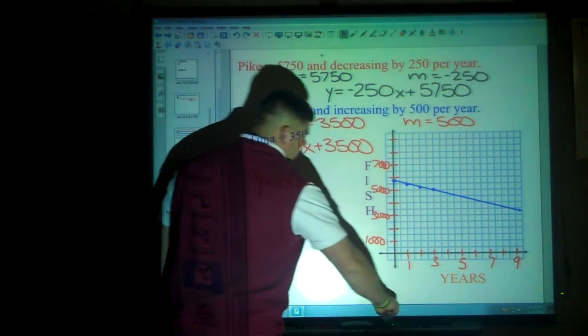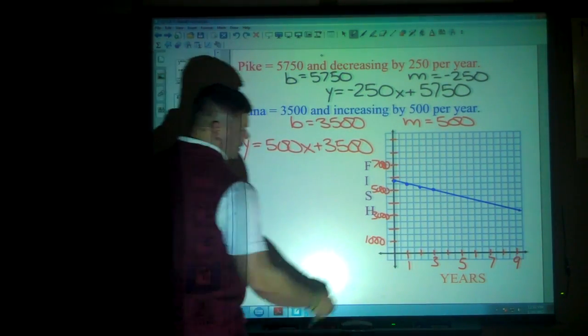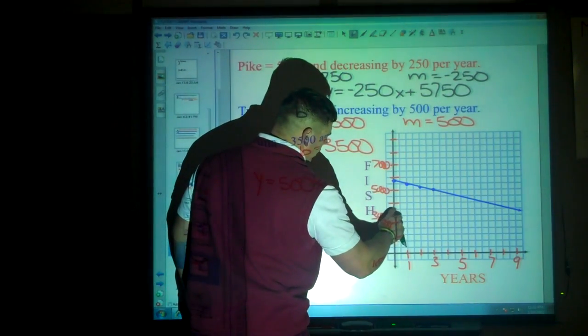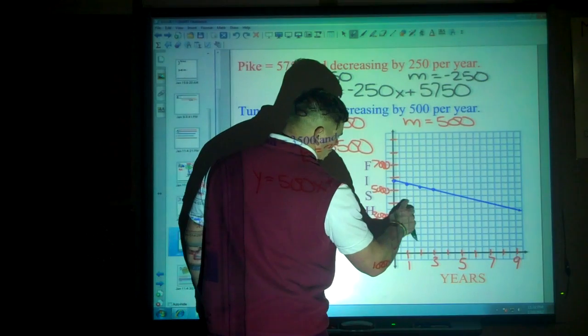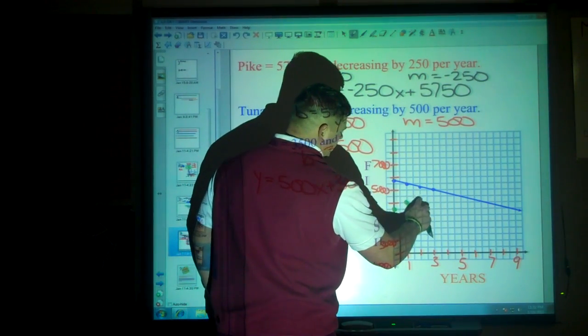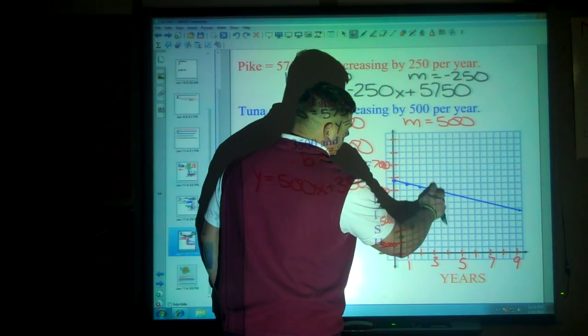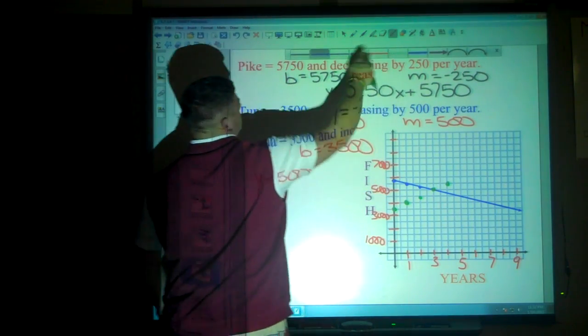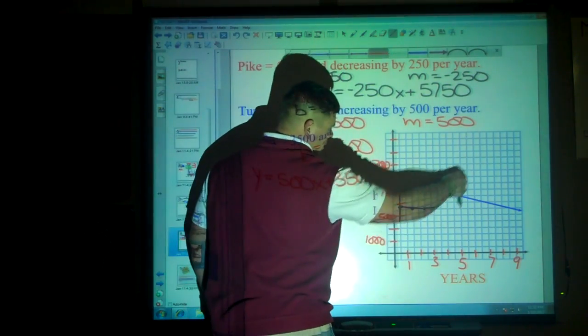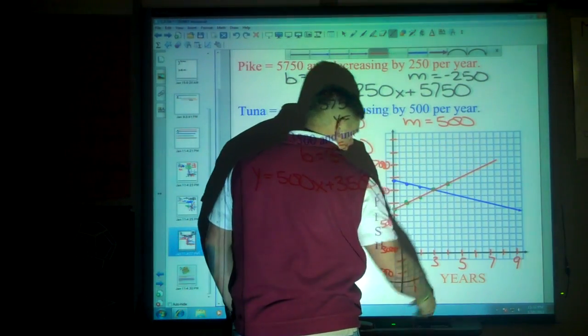The other one starts at 3,500. 3,500 is right there, but it goes up 500 every year, up 500 every year, up 500 every year, and now I can definitely see where I'm increasing.